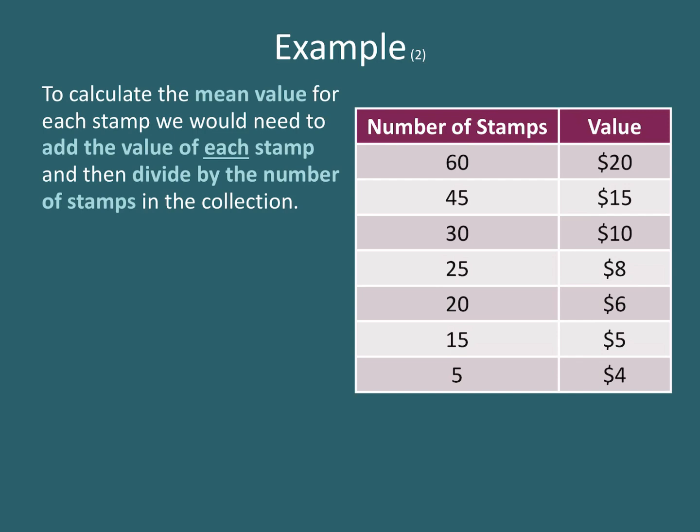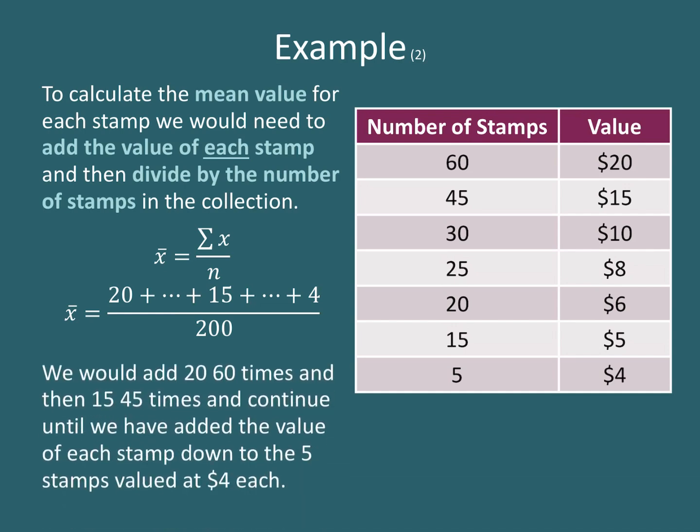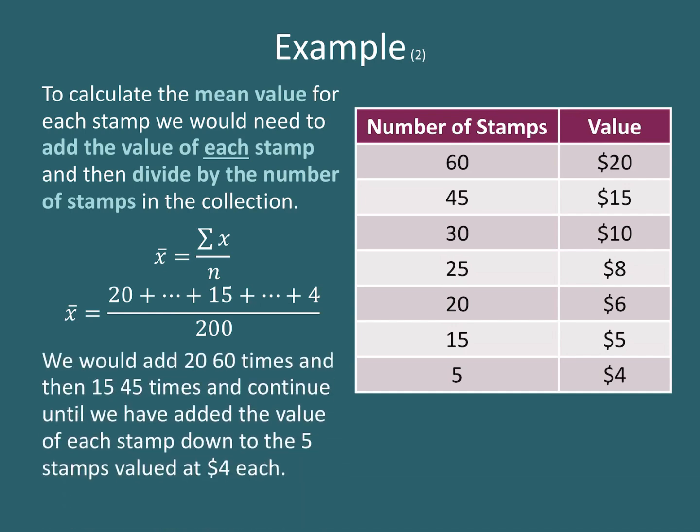To calculate the mean value for each stamp, we would need to add the value of each and every stamp, all 200, then divide by 200. But to do this, we would have to add 20 60 times, then add 15 45 times, and continue on until we have added the value of each stamp down to the 5 stamps valued at $4 each. But this is a lot of work.